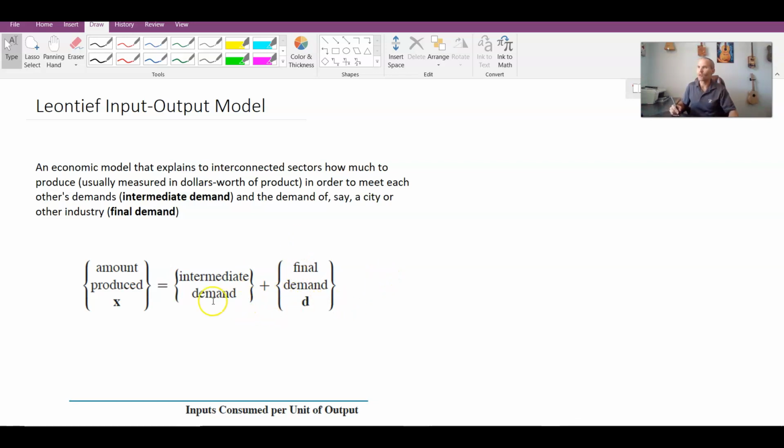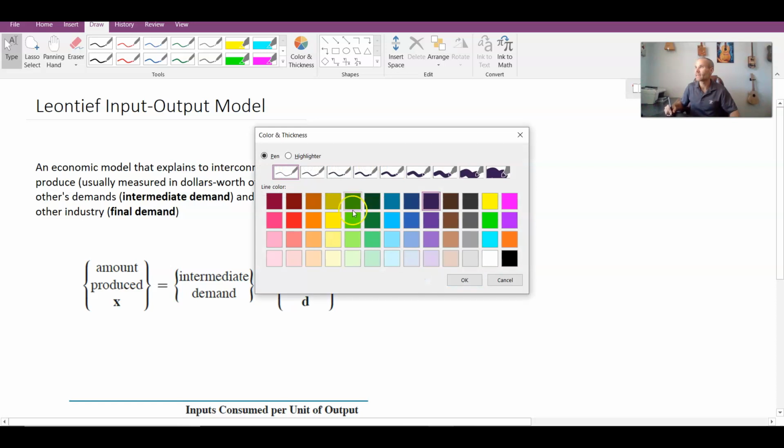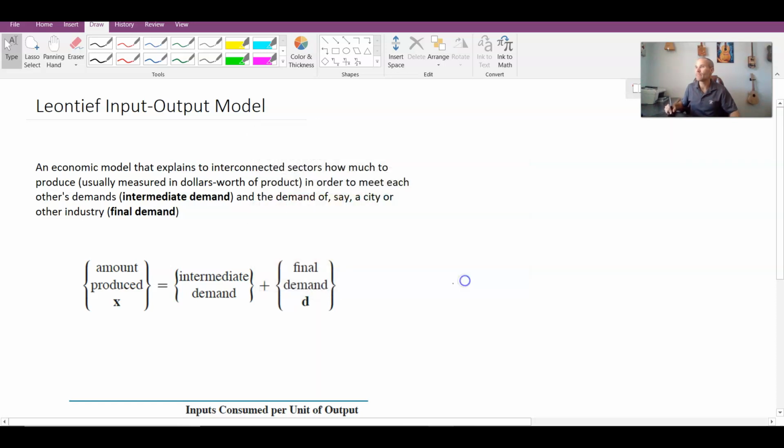So in short, how much needs to be produced, which we can refer to as a vector of amounts produced, one for each of the different sectors, is going to be the sum of how much they're required to produce to meet the intermediate demand, plus how much they're required to produce in order to meet some sort of final demand.